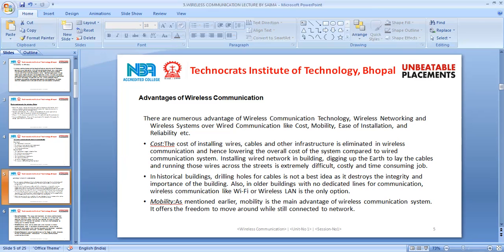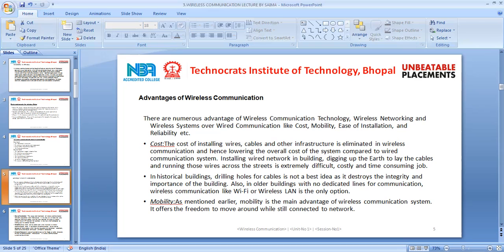And the next advantage is disaster recovery. In case of accidents due to fire, floods, or other disasters, the loss of communication structure in wireless communication systems can be minimal.